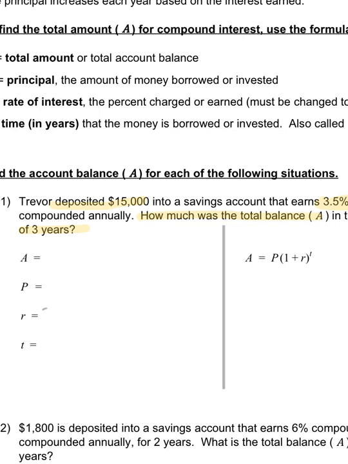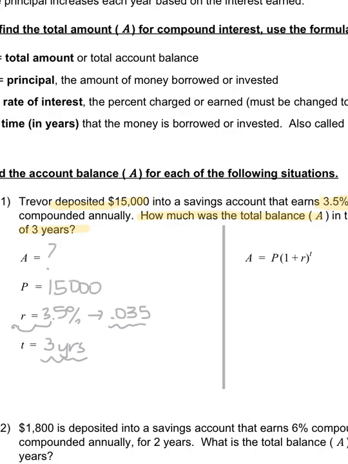So I have 3.5%, but remember your percent has to be a decimal, so move your decimal 2 places to the left, and that's going to give you 0.035, and the time is 3 years. That's good, it's years, not months. And so then the amount deposited is the principal, so that's $15,000.